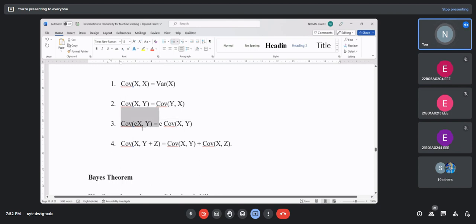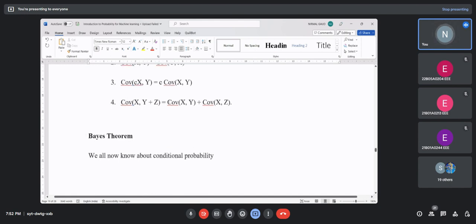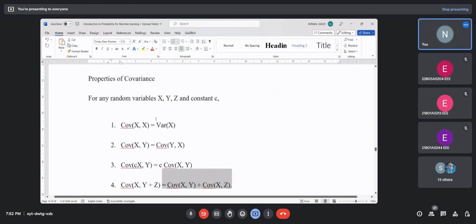If I multiply the variable with some value c, it will come outside: covariance of c·x, y is equal to c times covariance of xy. And with addition, covariance of x with y plus z is equal to covariance of xy plus covariance of xz. That means x will be distributed over both y and z. So here are the covariance properties. Variance and covariance are very important. You need to remember both these terms.